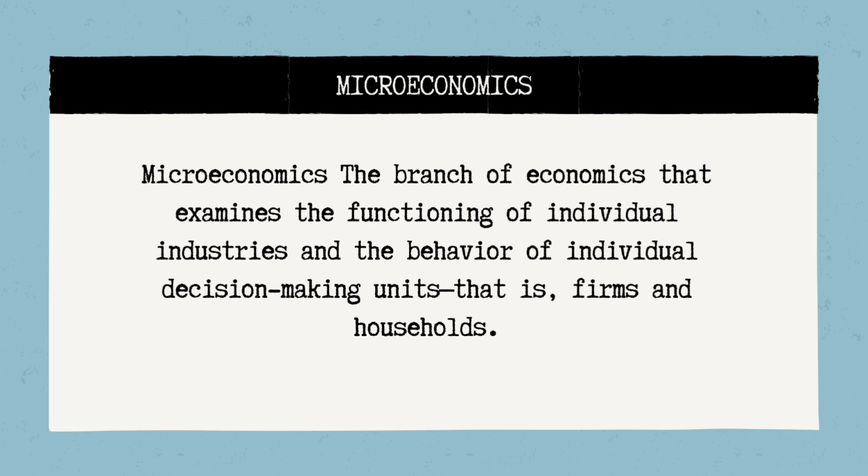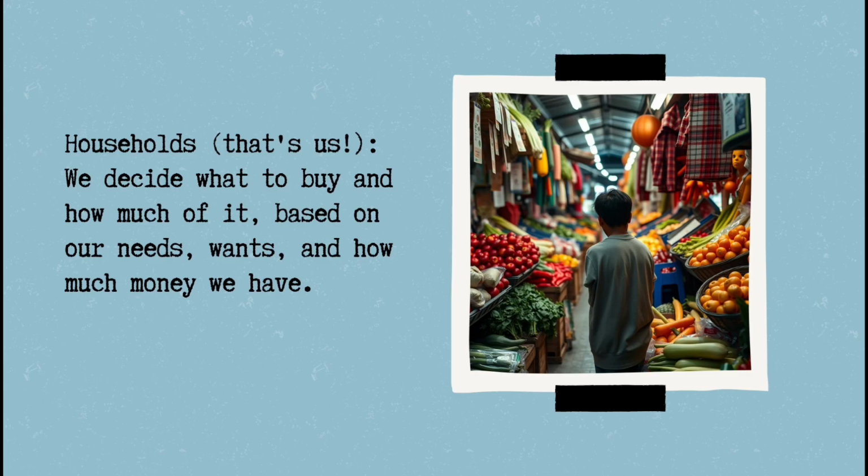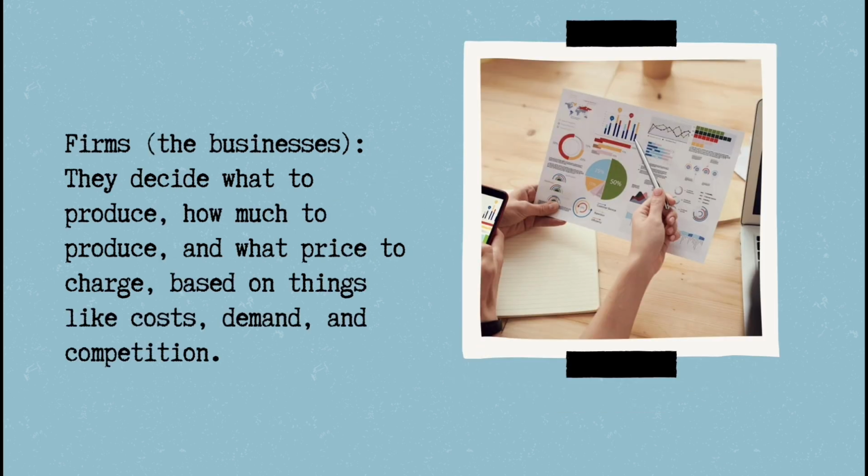Imagine you're looking at a city from above. Microeconomics is like focusing your binoculars on individual buildings, shops, and even single people moving around. It's all about the small picture, which helps us understand these individual choices. Households, like us, we decide what to buy and how much of it, based on our needs, wants, and how much money we have. Firms means the businesses.